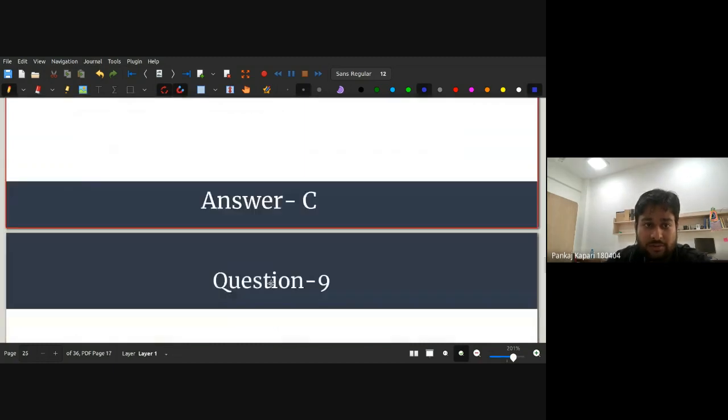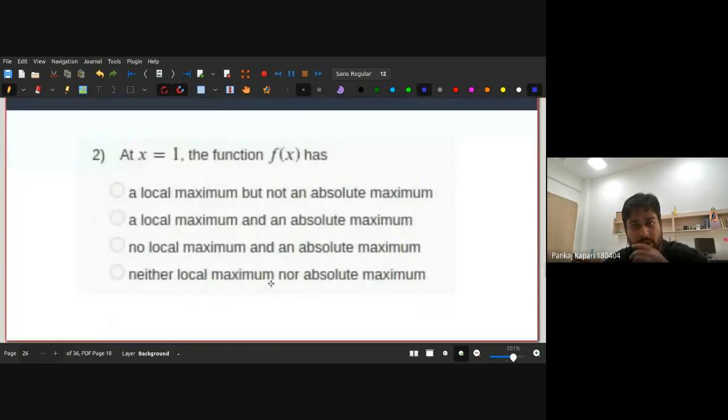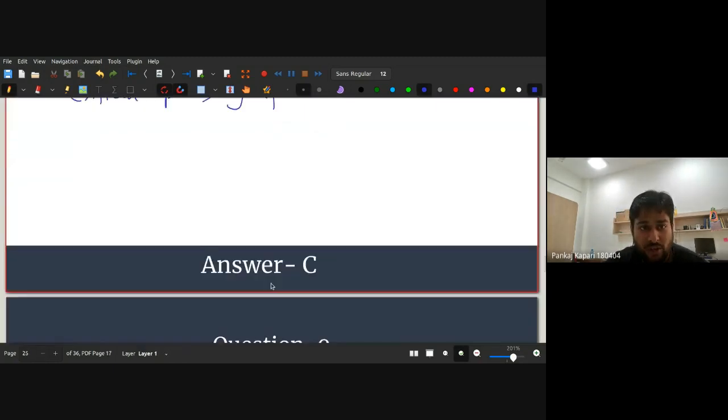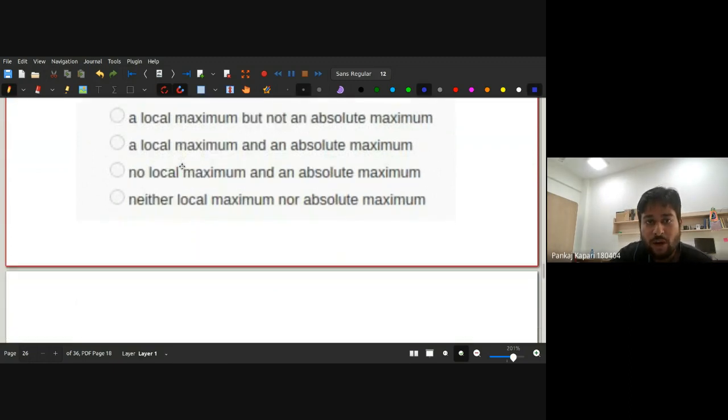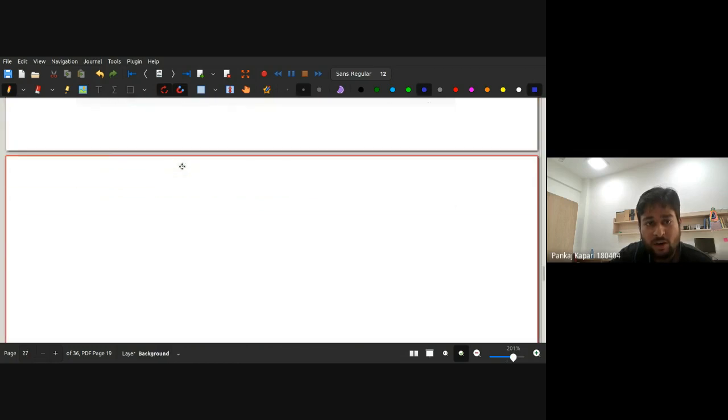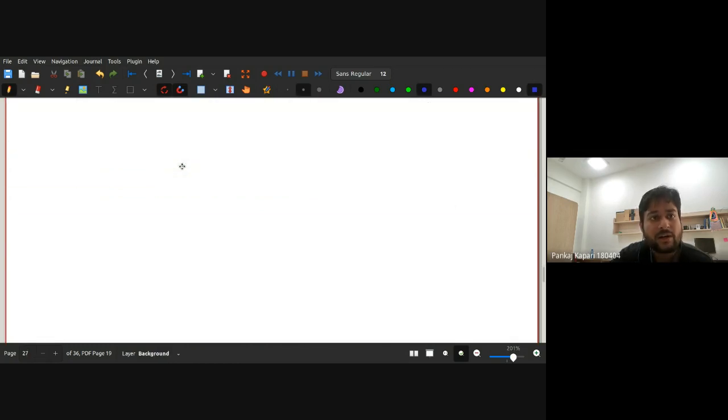Okay, so the next problem is about the nature of these critical points. What is happening at x equal to 1? In this problem, it's asked what happens for x equal to 1. Is it a point of local maxima or absolute maxima or local minima or absolute minima? Let's recall the derivative.